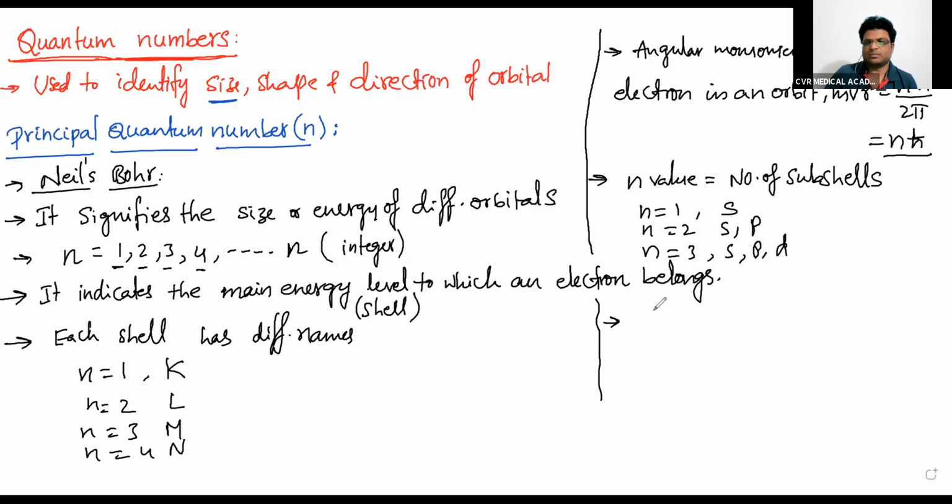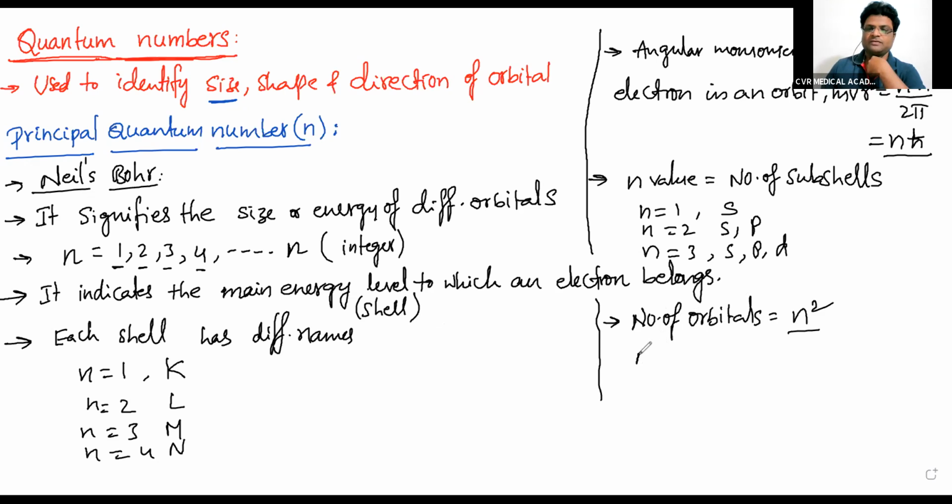It also indicates the number of orbitals. The number of orbitals in a given shell containing a particular principal quantum number n is given by, what is the formula? Number of orbitals is equal to n square. Just remember that as a short formula. Number of orbitals is equal to n square.